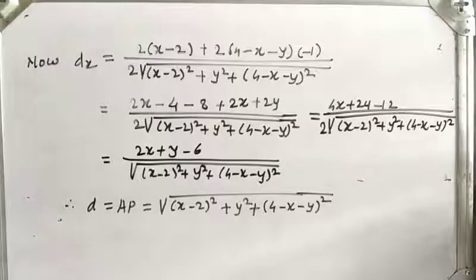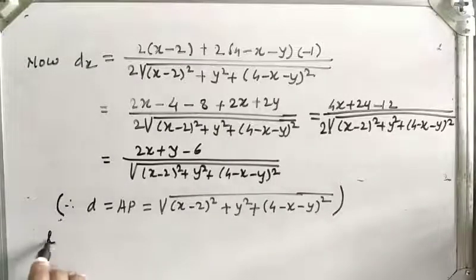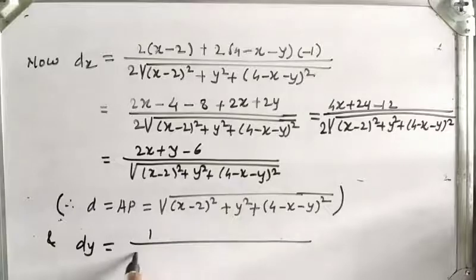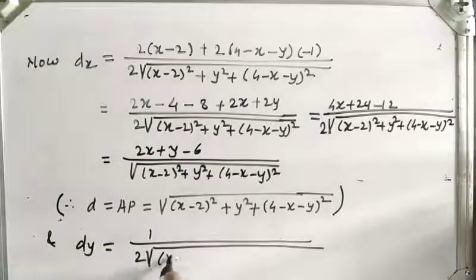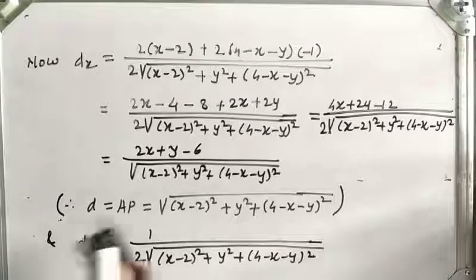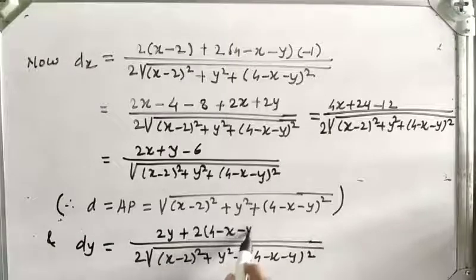Okay, next we will find dy. I am keeping it as it is. And dy is equal to what? Its derivative with respect to y, 1 upon 2 square root of (x minus 2) bracket square plus y square plus (4 minus x minus y) bracket square. Here, the derivative of all of this with respect to y. What will be that? That will be the derivative of y square, 2y, plus the derivative of this, which will be 2 into (4 minus x minus y). Again its derivative will be minus 1.